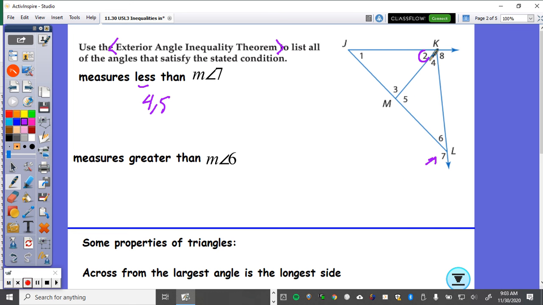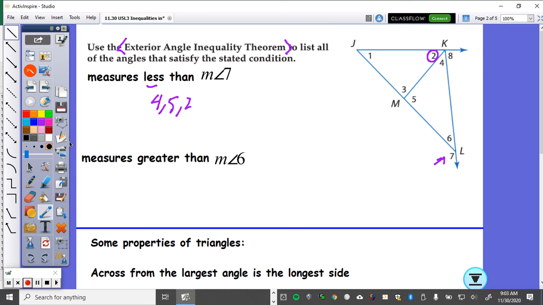2, I agree with that. But not this one right here. I'm going to tell you the reason why. If I went ahead and I drew, I looked at this triangle right here.